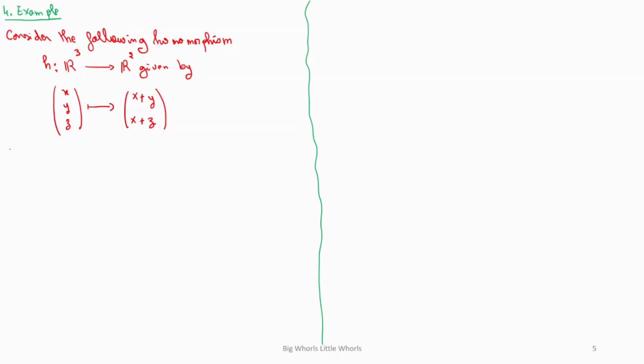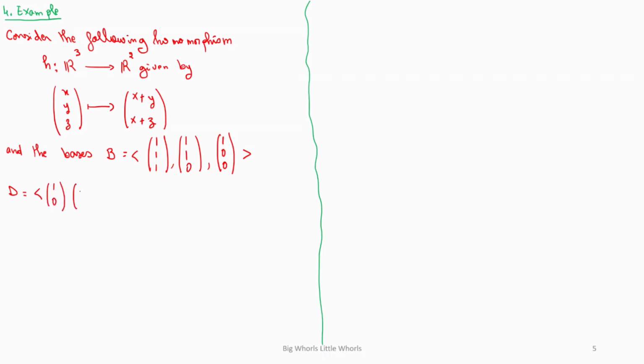And the basis B is equal to 1 1 1, 1 1 0, and 1 0 0, and D equals 1 0 and 0 2.